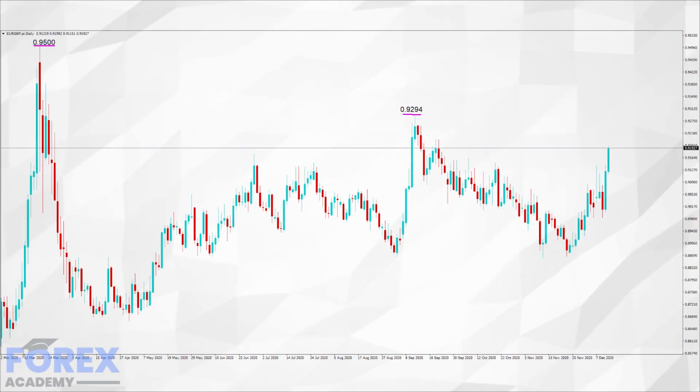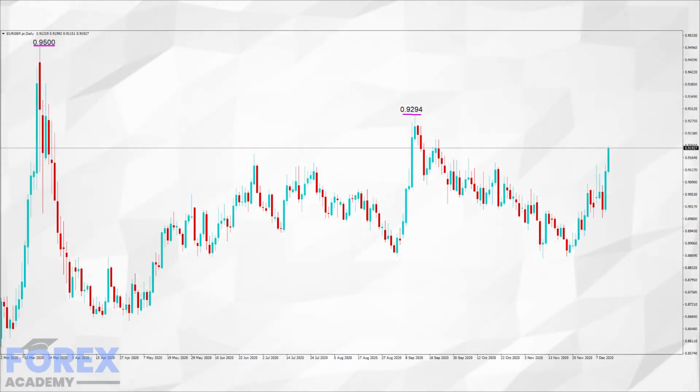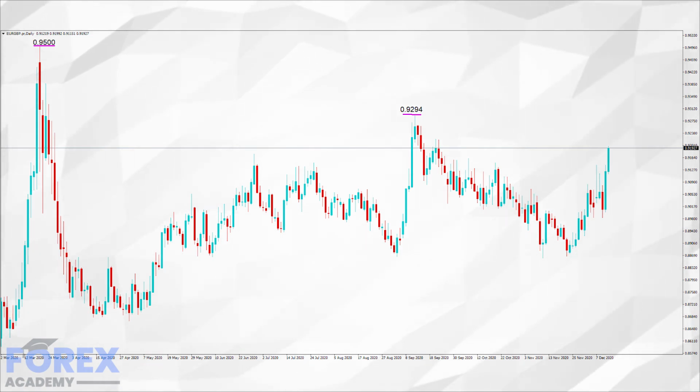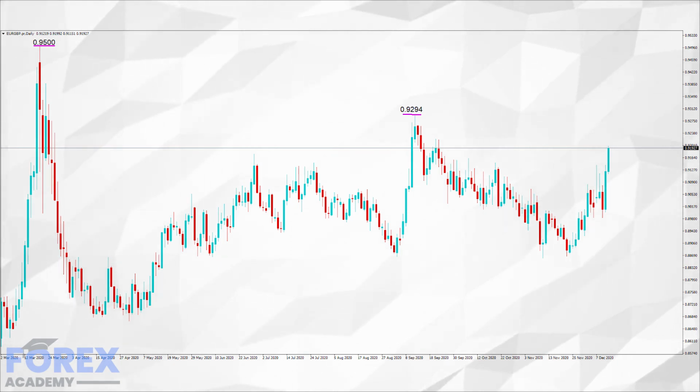By reverting back to our daily chart, we can see some potential targets or areas of resistance, the closest being 0.9294, which was reached in September 2020, and way back in the middle of March this year, where we have a target resistance level of 0.9500. Of course, the exchange rate might be a little different by the time this video is released.